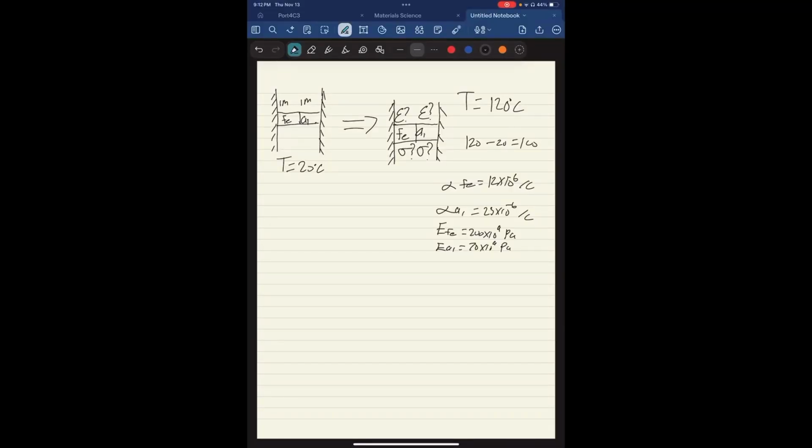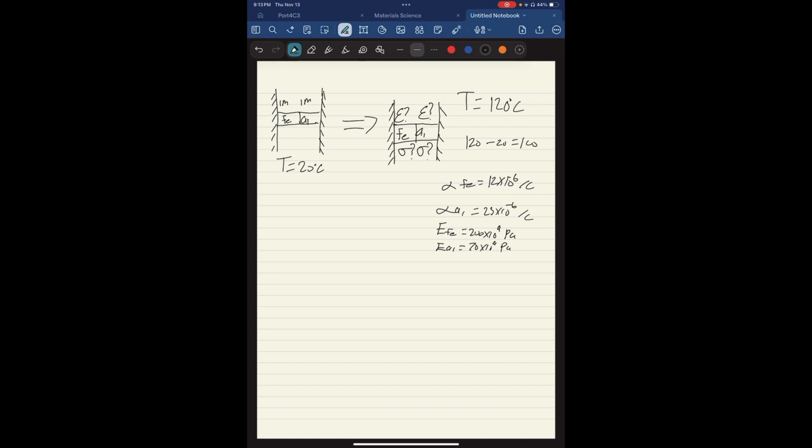Now moving on to the calculation part, we have a 1 meter iron bar and a 1 meter aluminum bar clamped in series between two rigid walls at 20 degrees Celsius, as seen in the left picture. Now the temperature of both metal bars are going to be increased by 100 degrees Celsius. And we want to find the final length of the iron bar, the final length of the aluminum bar, and what their final stresses will be.